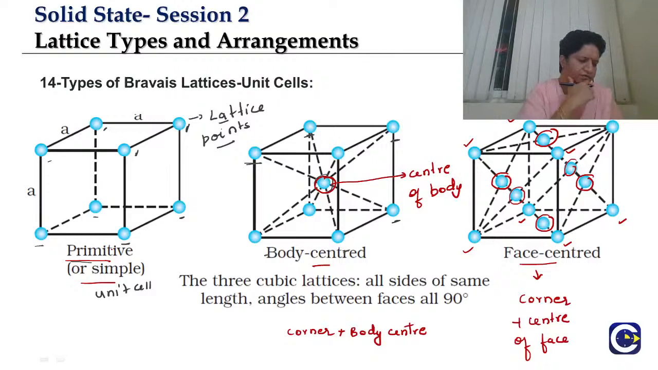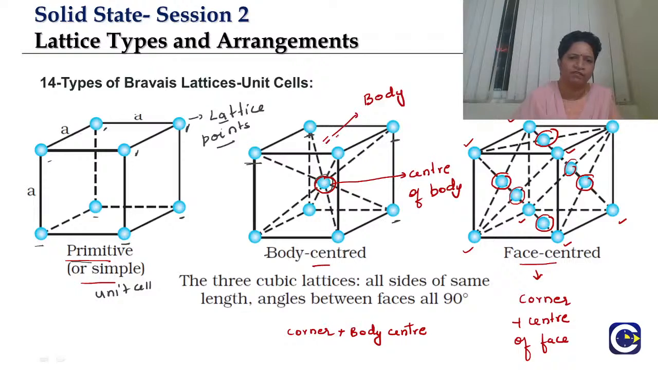Faces for FCC and BCC. See, this is body centered. Why do we call it body centered? Because there is one lattice point at the center of the body. See, faces will remain the same whether we take a body centered or a face centered.